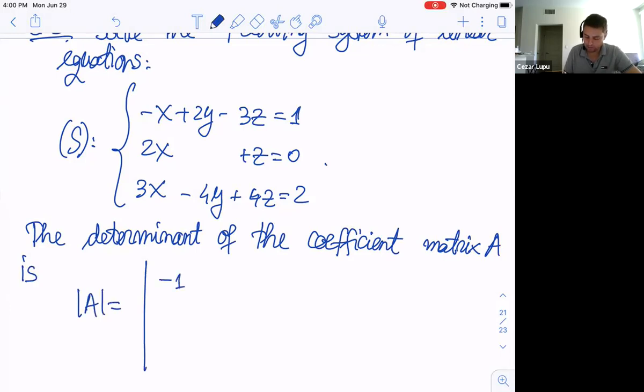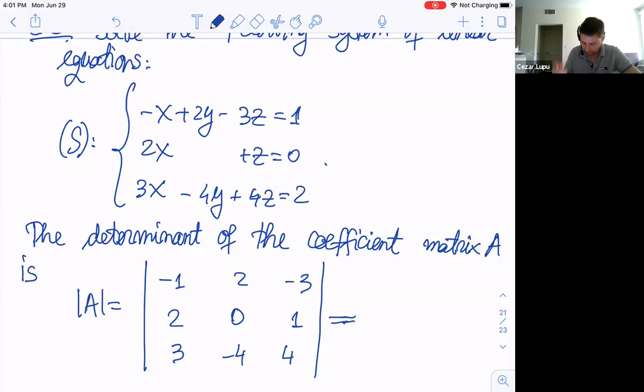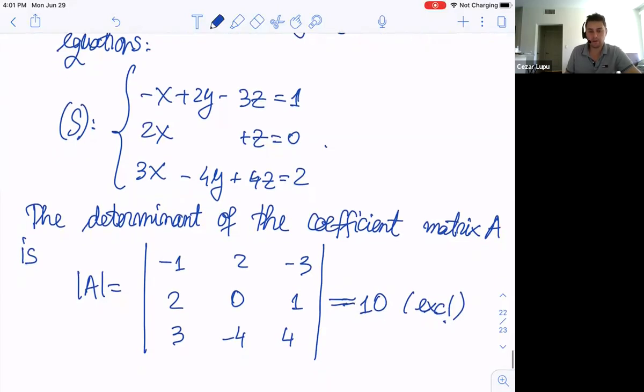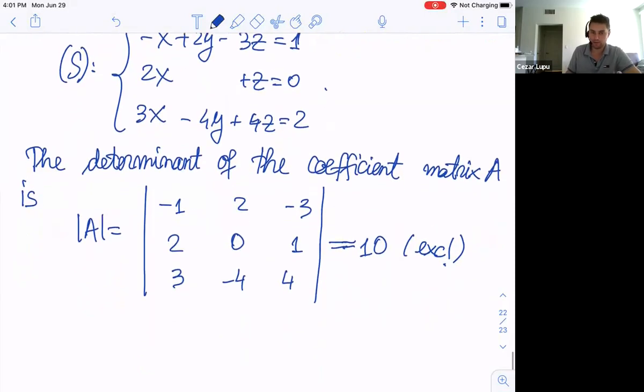So the determinant of A is the determinant of -1, 2, -3, 2, 0, 1, 3, -4, and 4. I'll leave it to you as an exercise to show that this determinant is not 0. In fact, this is equal to 10. We'll leave it to you to prove that this is actually 10. And now, once I know this, the only thing I need to do is to apply Cramer's rule.